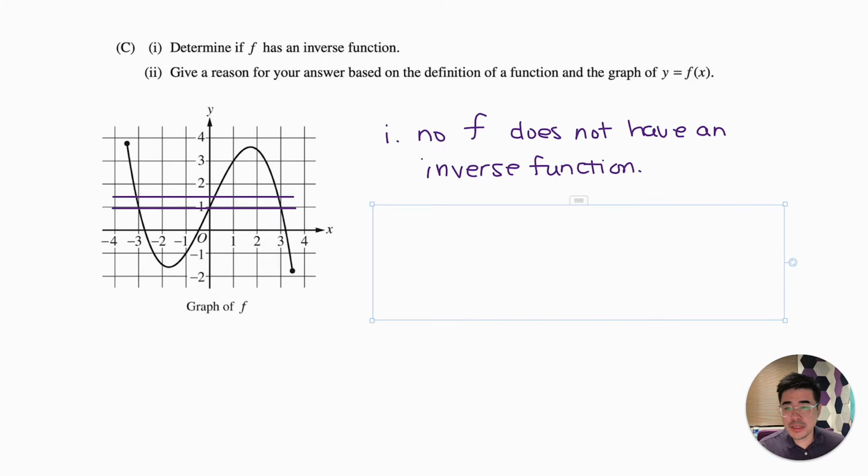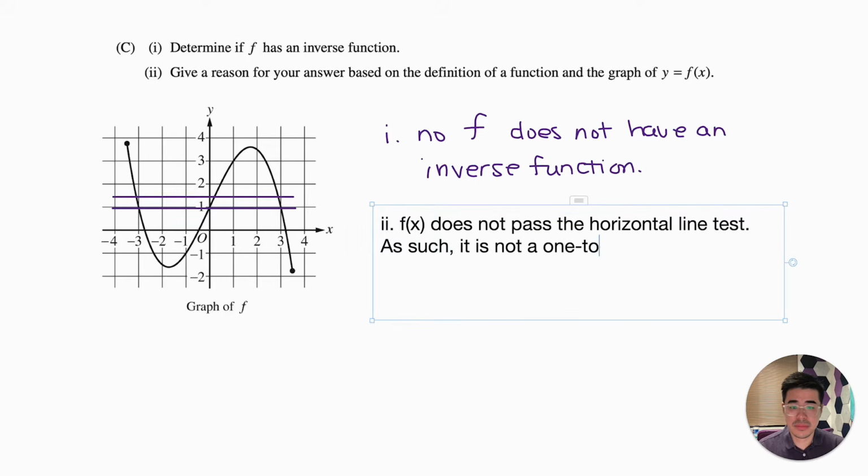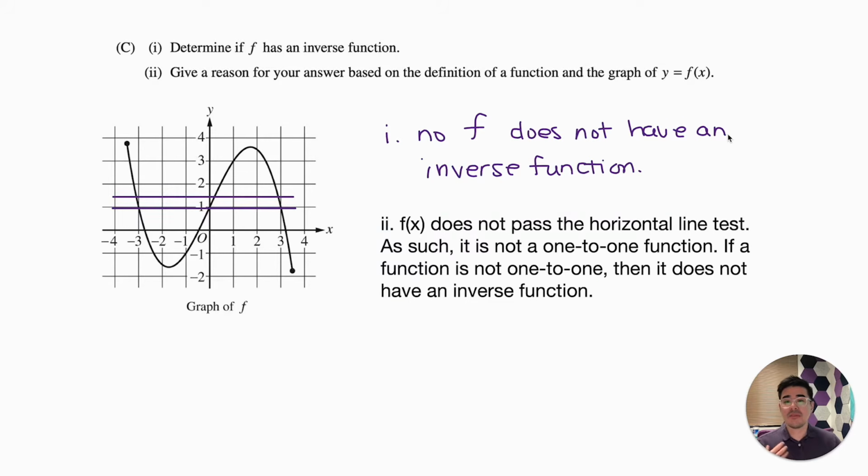Now for part 2, I'm just going to type it out just to save myself some of my handwriting here. But basically, because the function f does not pass the horizontal line test, therefore it is not 1-to-1. And if a function is not 1-to-1, then you cannot find an inverse function. Something like that would get you full credit.